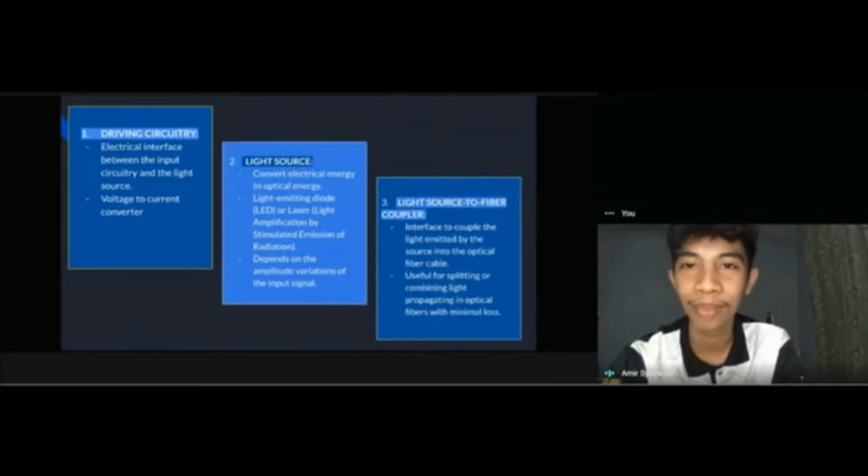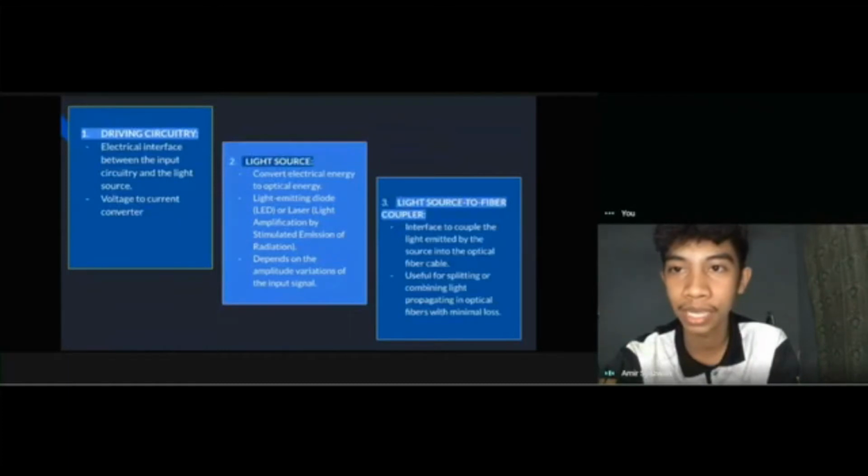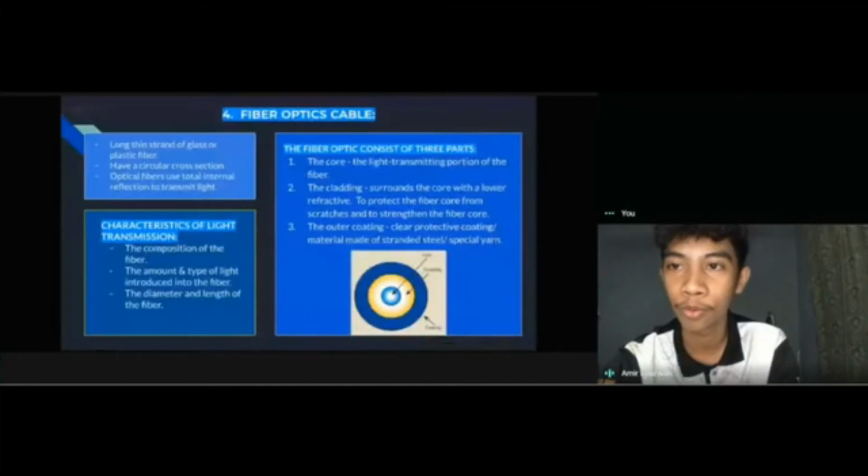So the third main element is the light source to fiber coupler, which is an interface to couple the light emitted by the source into the optical fiber cable. The fiber couplers are useful for splitting or combining light propagating in optical fibers with minimal loss. Light from one of the input waveguides is coupled between the two waveguides and leaves the device divided between the two output waveguides.